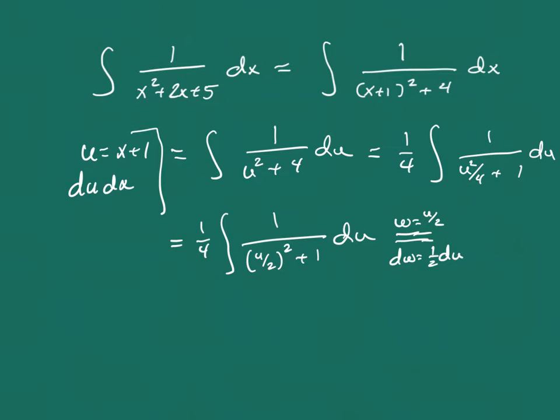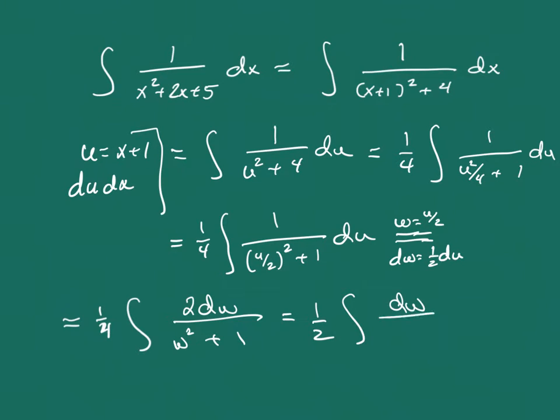And so in this case, what does our final integral become? It becomes 1/2, or 1/4 times our du, which is going to be 2 dw, all over w squared plus 1. And so we're really just doing an integral of 1/2 times the integral dw over w squared plus 1. And this we do recognize as just being our arctangent.